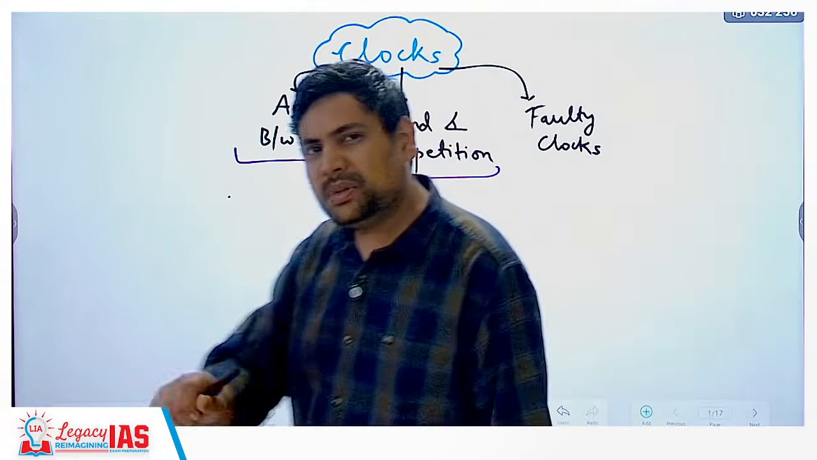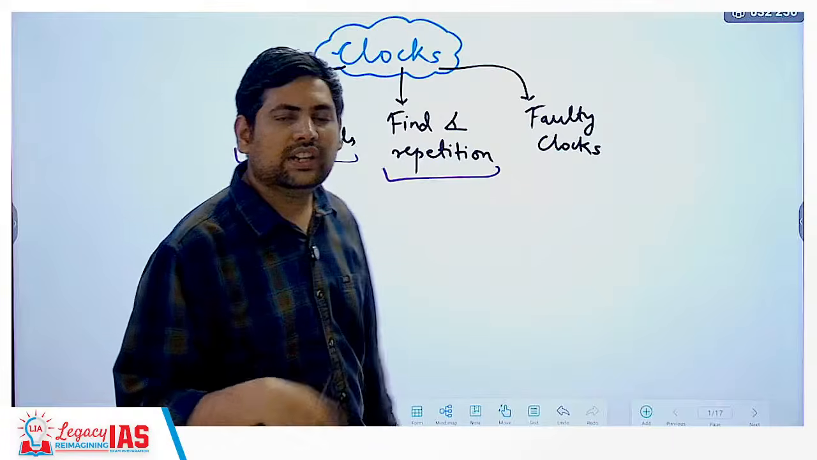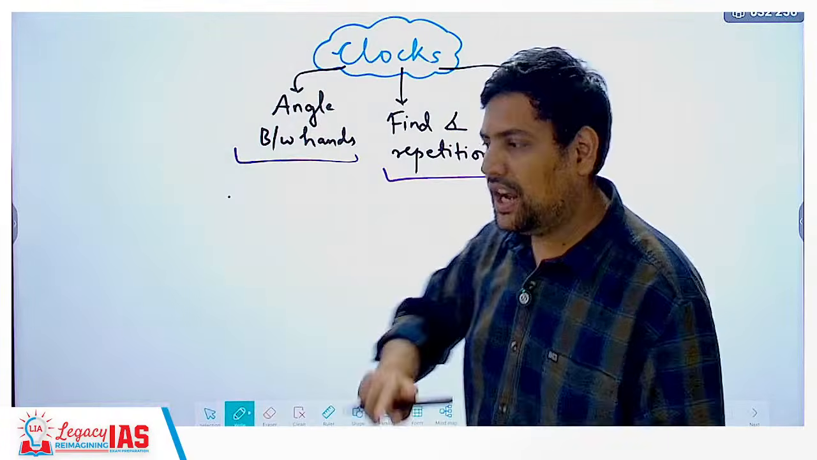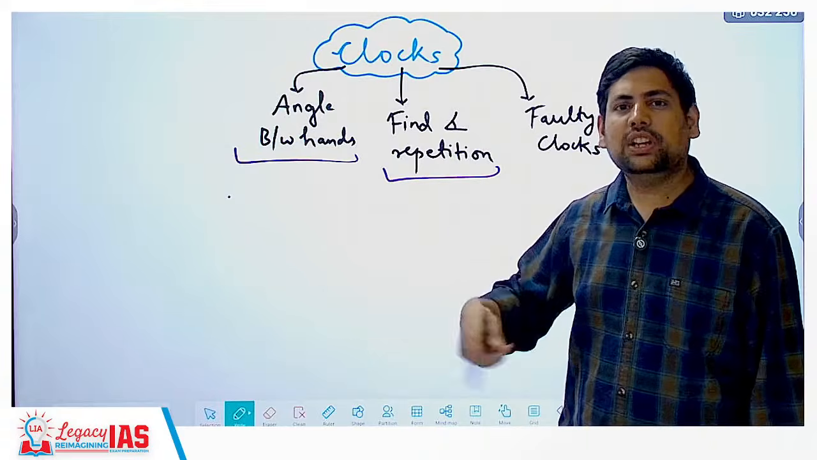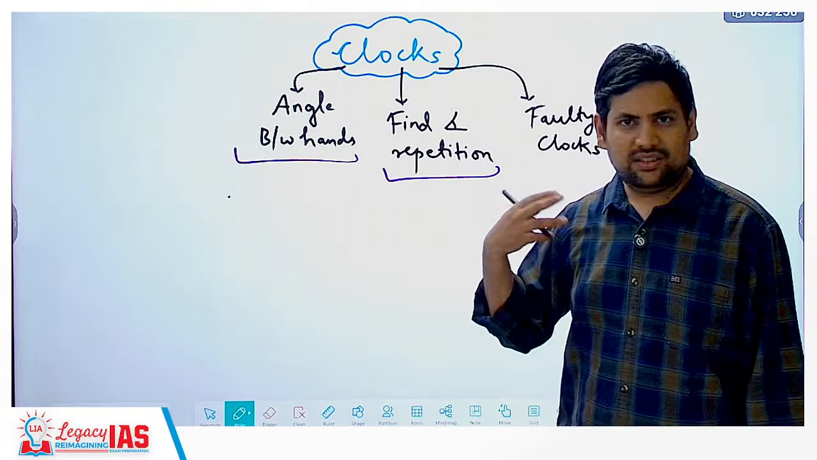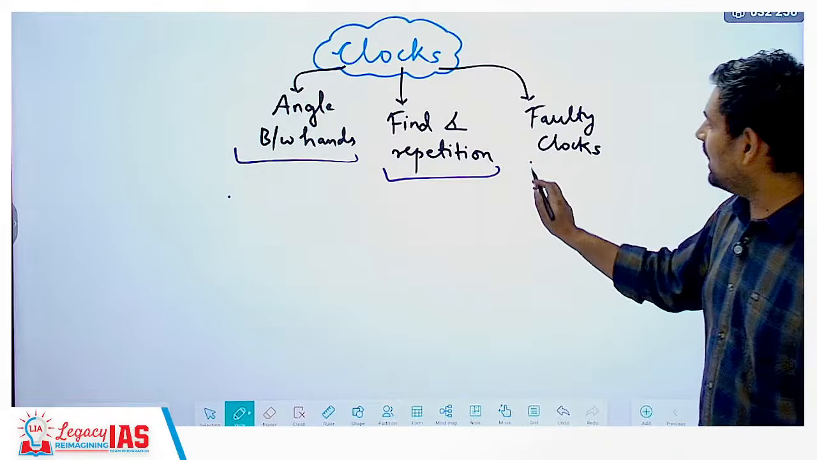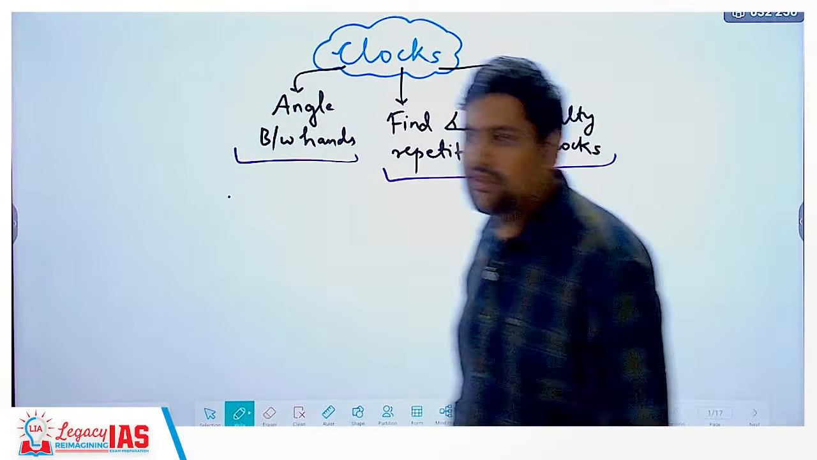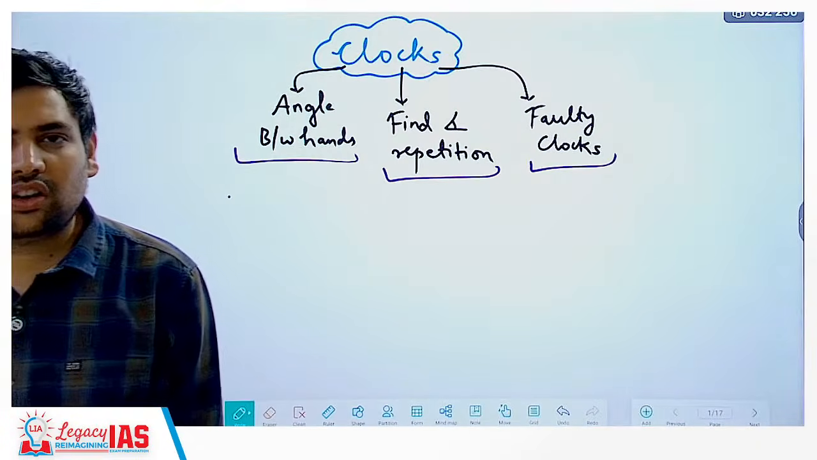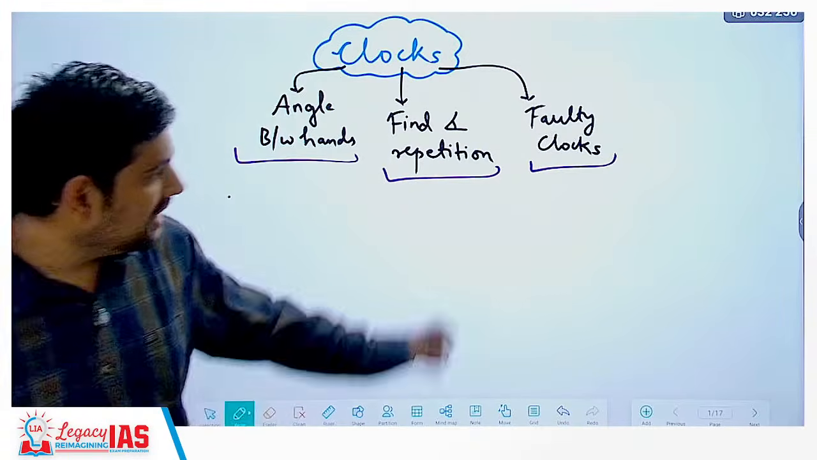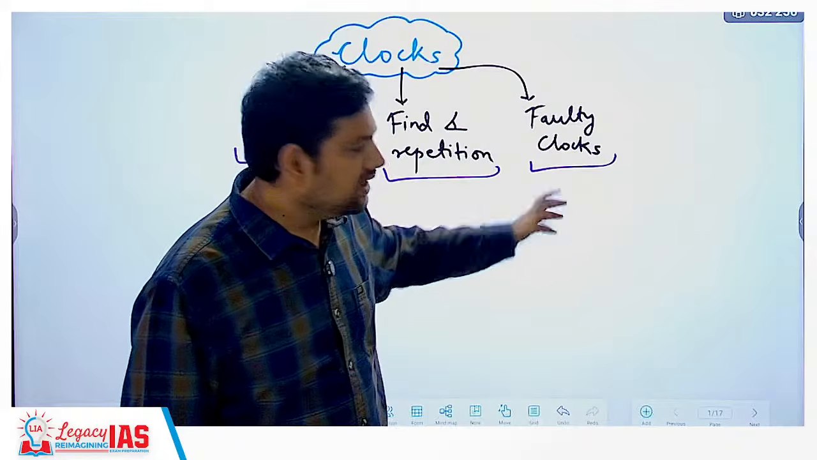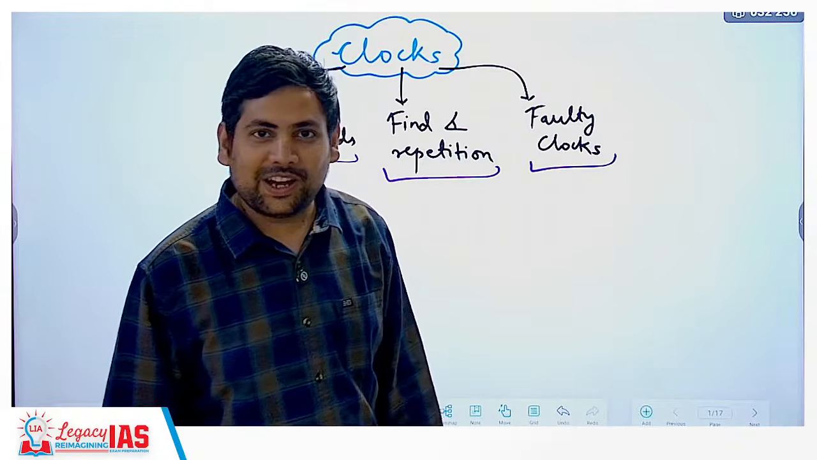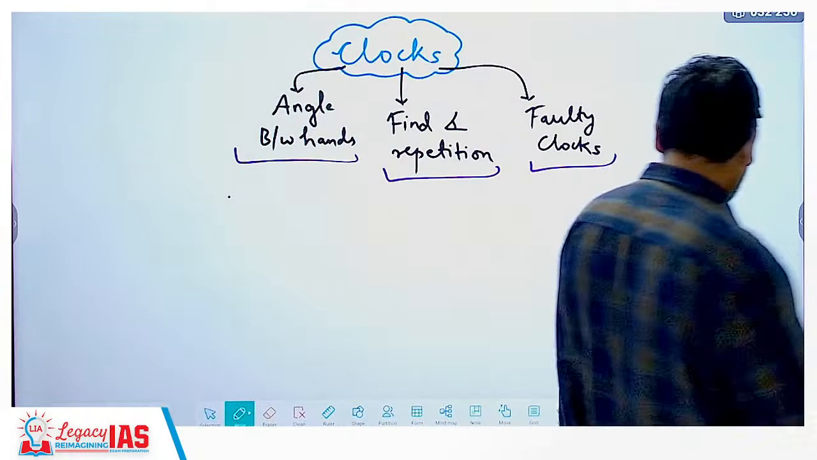The other is finding angle repetition. Some particular angle they'll give you, for example they will tell you that the minute hand and hour hand are at 30 degrees, then how many times does this occur in a day, something like this. Then the last is faulty clocks, where the clock is not working fine or something is given like this clock is this much fast or this much slow, then how you deal with it. So these are the three main areas.